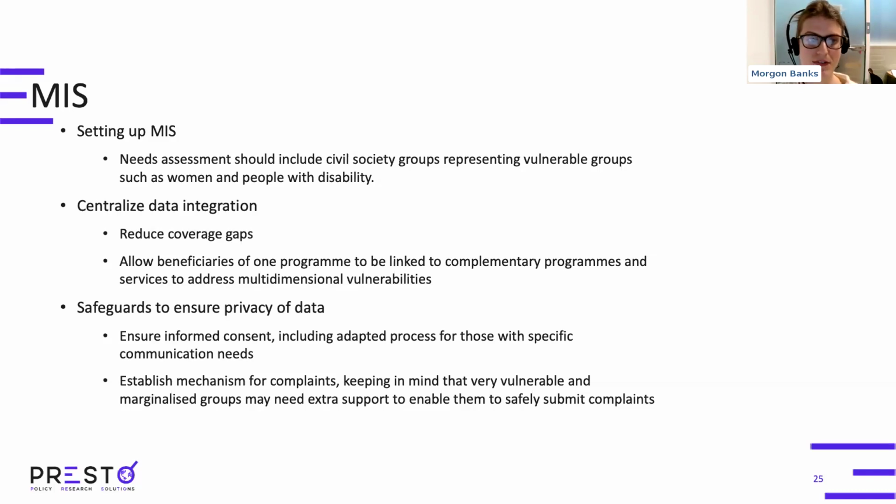Another key feature of an inclusive MIS system is ensuring that there are appropriate safeguards in place to ensure participants' privacy. And it's important that these informed consent procedures are adapted for people with different communication needs. So, for example, for people with disabilities, there may be needs for adapted communication, such as screen reader compatible websites or communication using sign language or Braille.